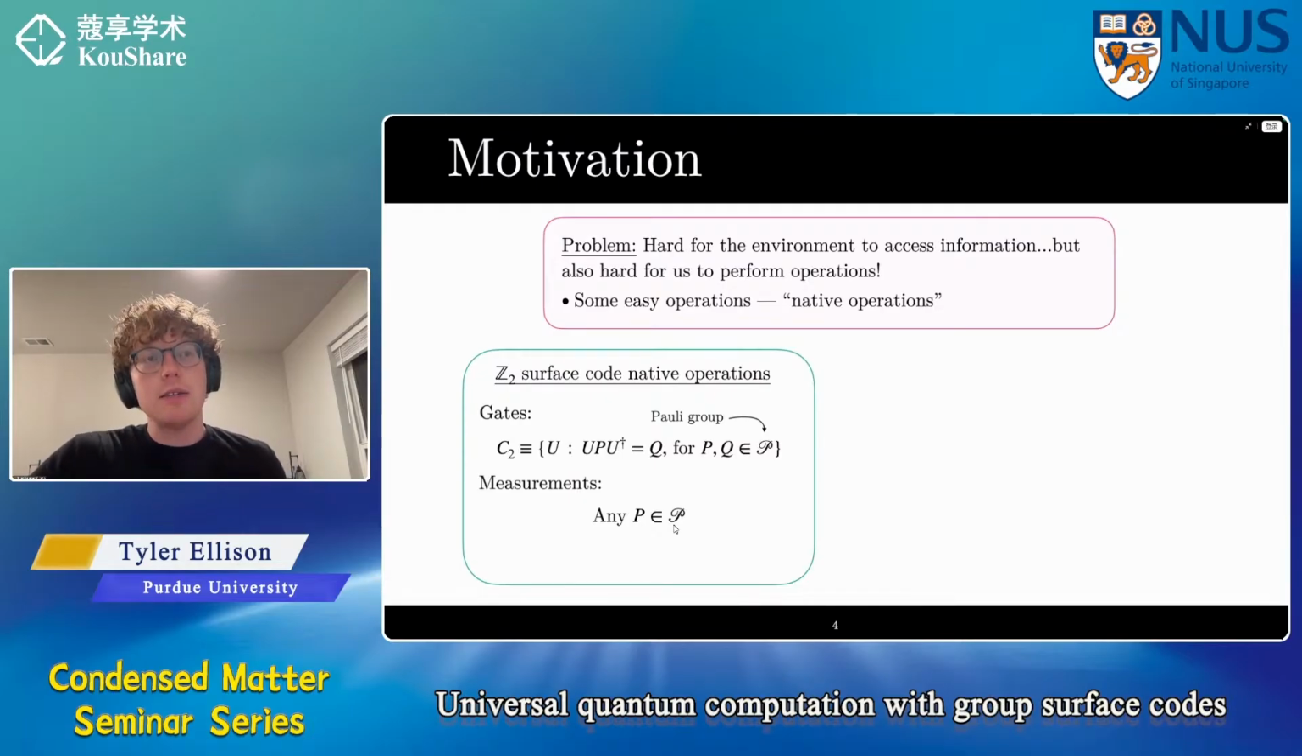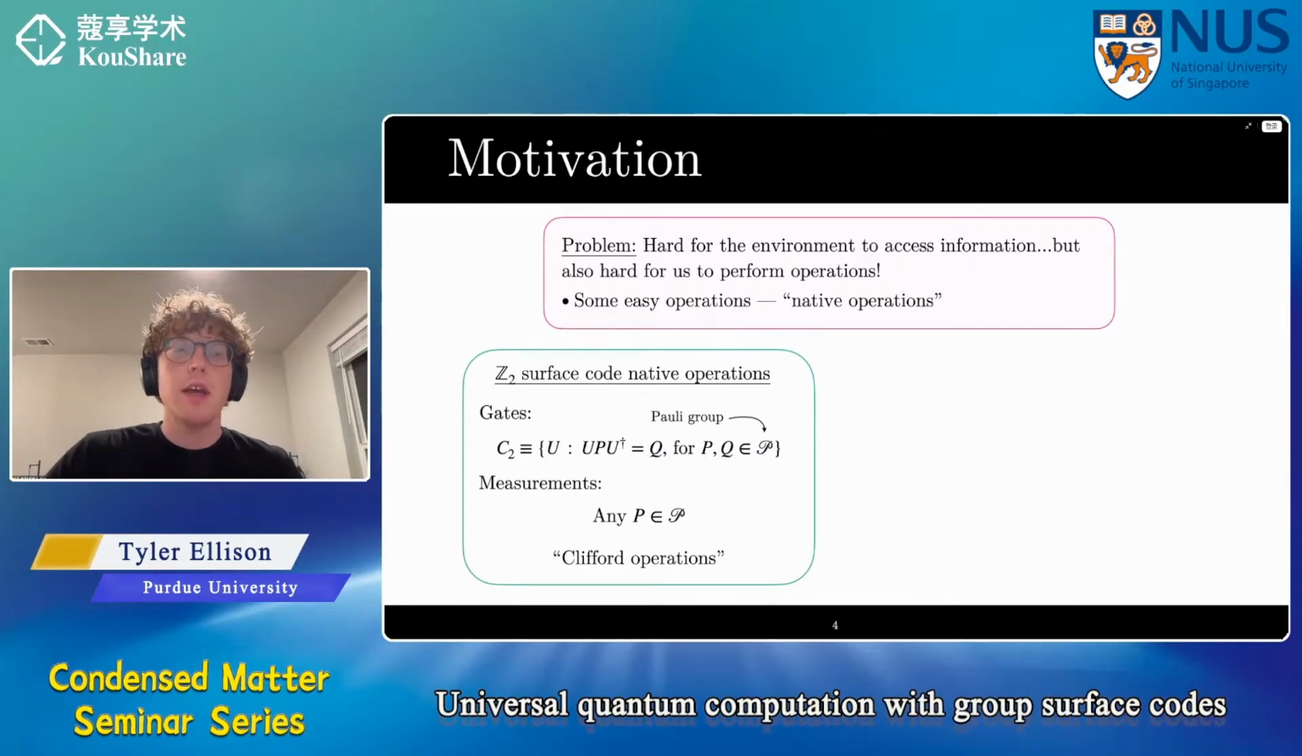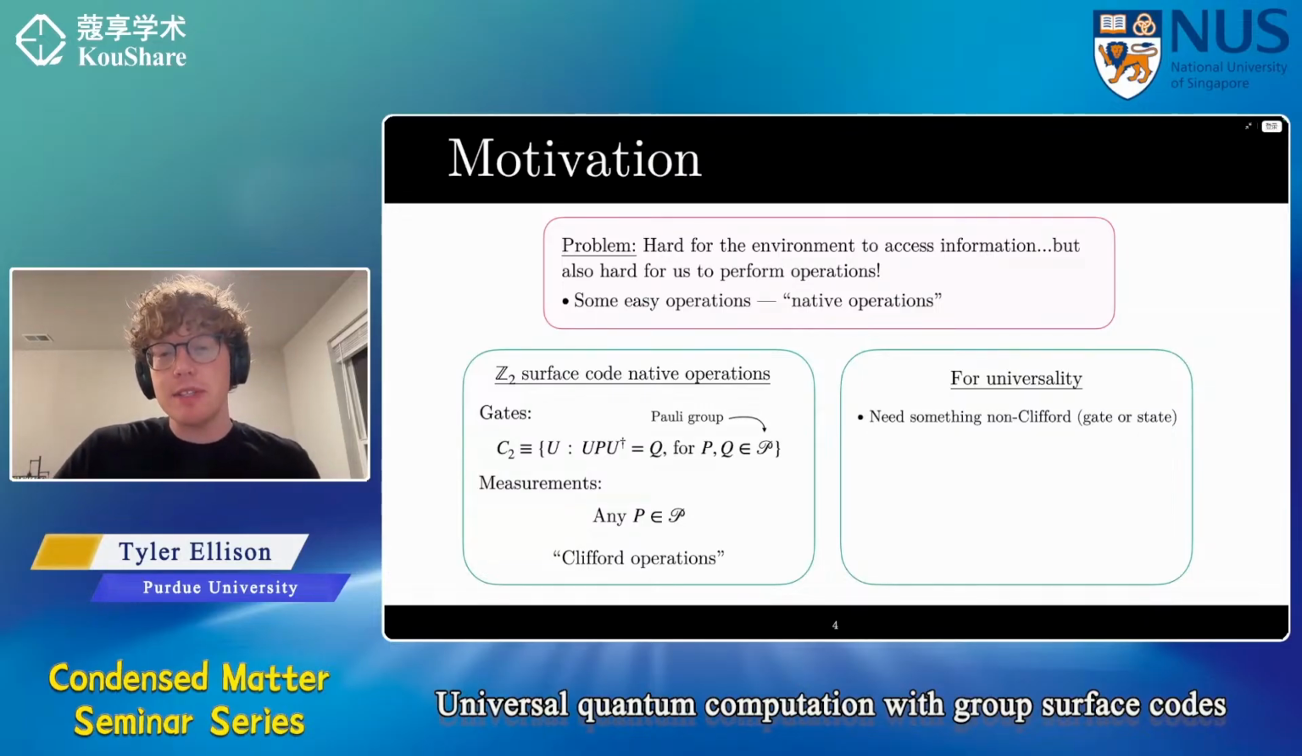Together, these gates and measurements constitute the Clifford operations. Clifford operations are fantastic. We definitely need those for quantum computing. However, they are not sufficient for implementing arbitrary operations or for performing universal computations. These Clifford operations can be efficiently simulated on a classical computer. For universality, we need something non-Clifford. We need to supplement the Z2 surface code with a non-Clifford gate or a non-Clifford state.